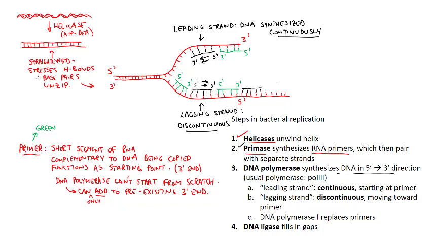Now, as this whole process proceeds, there is another enzyme called DNA polymerase 1, which sort of lags behind DNA polymerase 3, which is the one that does most of the DNA synthesis. So the DNA polymerase 1 replaces our primers with actual DNA. So that's the function of Pol1. It replaces the RNA primers with DNA.